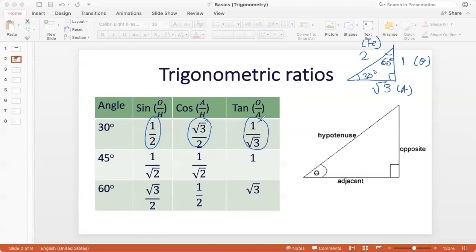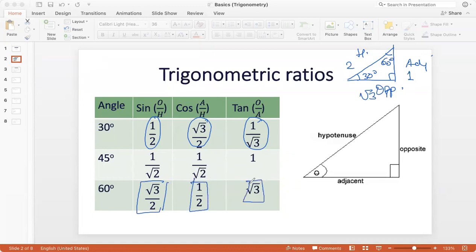If you look at the triangle from the 60 degrees perspective, then we notice that the opposite is this side, the adjacent is this side, and the hypotenuse is the same. So now sine 60, remember that this was √3, this was 2, and this was 1. So now sine 60 is √3 by 2, cos 60 is 1 by 2, and tan 60 is √3.